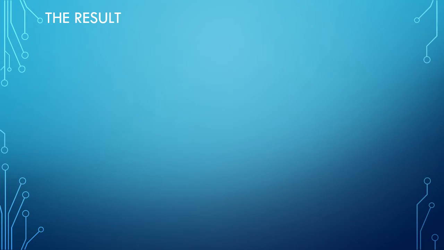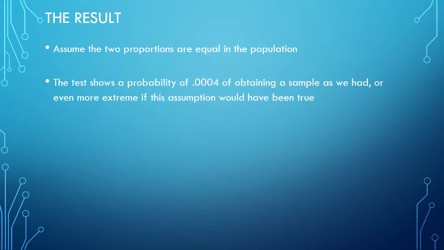Once we have run the test, we can actually have a look at the result and interpret it. The first thing to remember was that with these tests, we assume that the two proportions are equal in the population. In other words, we assume that the percentages in the population would be 50-50, so 50% for each. The test has shown a probability of, let's say, 0.0004 of obtaining a sample as we had, or even more extreme, if this assumption were true.